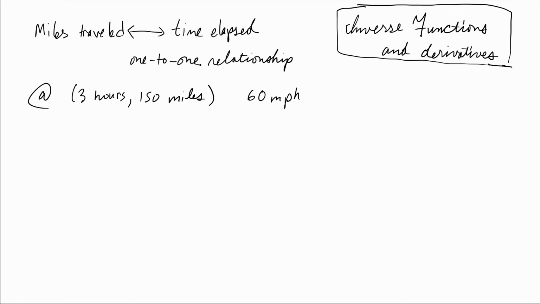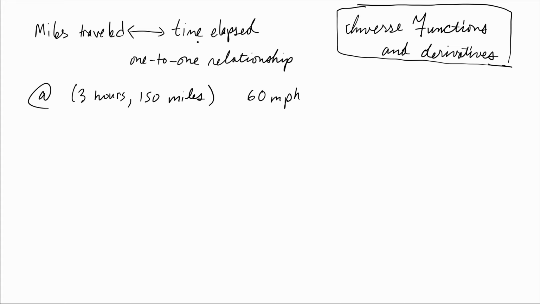It'll satisfy the horizontal line test, and so you'll have an inverse function. So miles traveled as a function of time elapsed from a given point will have an inverse. What will the inverse be? It will be time. What's the time at a certain mileage that you've traveled?